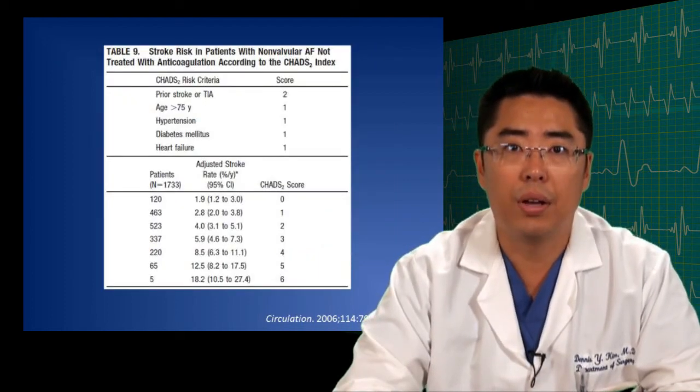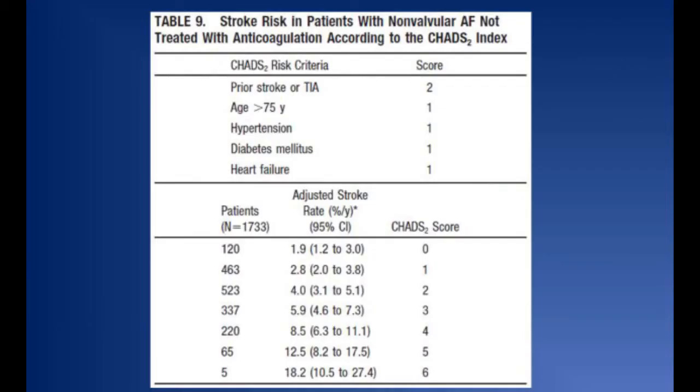On a multivariate analysis in patients not taking aspirin, as you can see, patients with a CHADS-2 score of 6 have an overall adjusted stroke rate of 18.2% per year. It is very uncommon to have patients with a CHADS-2 score of 0 or 1.